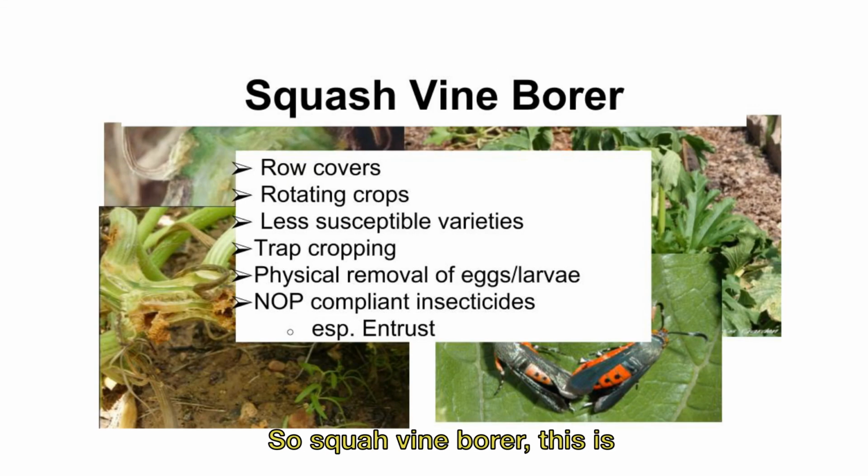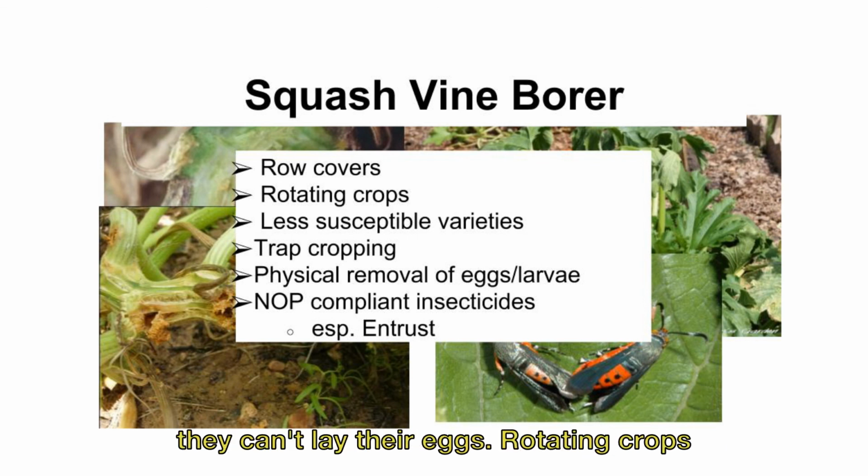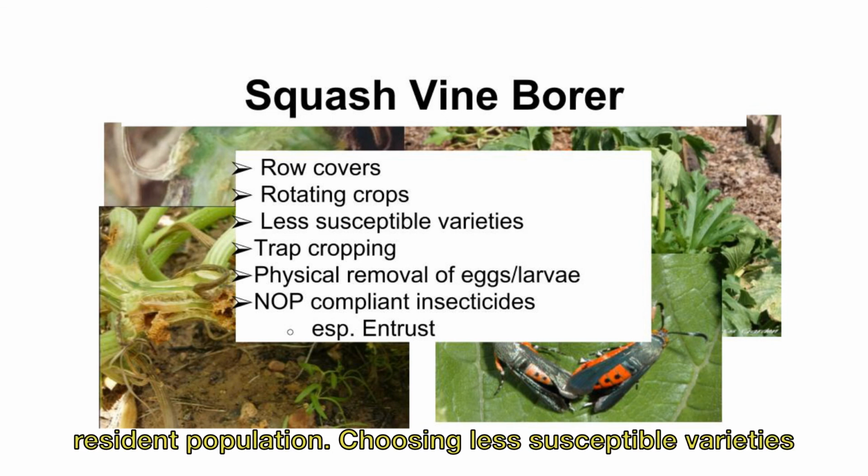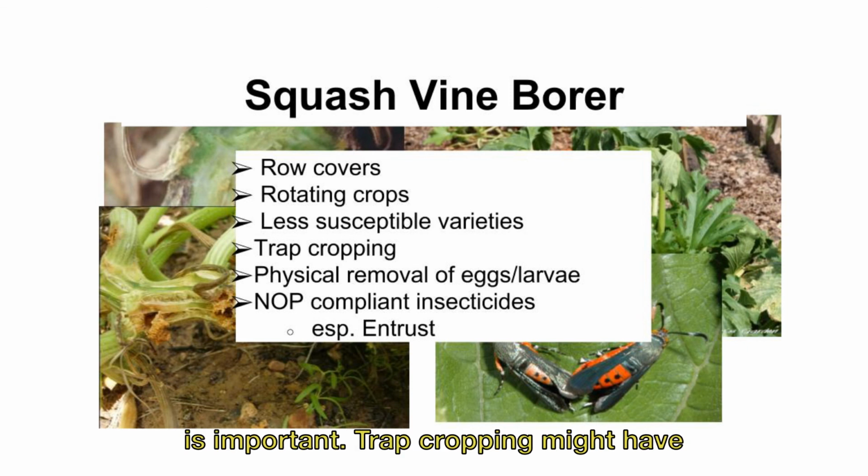So squash vine borer. Just a summary slide for each of these. Row covers are a potential if you can keep the vine borer from visiting the squash. They can't lay their eggs. Rotating crops is important, especially if you have a resident population. Choosing less susceptible varieties is important. Trap cropping might have some potential, so long as you physically remove that trap crop before the larvae has completed its development. You can try physical removal. And of the NOP compliant insecticides, the one that has showed the most promise is Entrust.